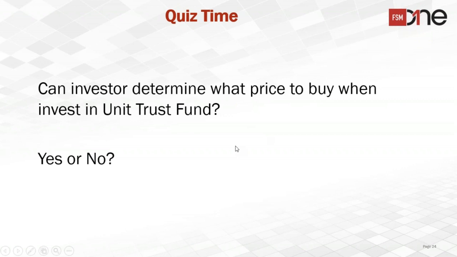Can an investor determine what price to buy at when investing in a unit trust fund? Yes or no? Okay, this one is very simple, right? The answer is no. As I explained previously, unit trust is priced based on forward pricing. You will not know the NAV for today's transaction until 1 to 2 business days later, as the fund manager needs some time to calculate the NAV based on the market closing price and publish the NAV. So let me see. The first two are Mr. Tan and I think it's Mr. Tu. So our colleague will PM you. So let me draw a borderline.